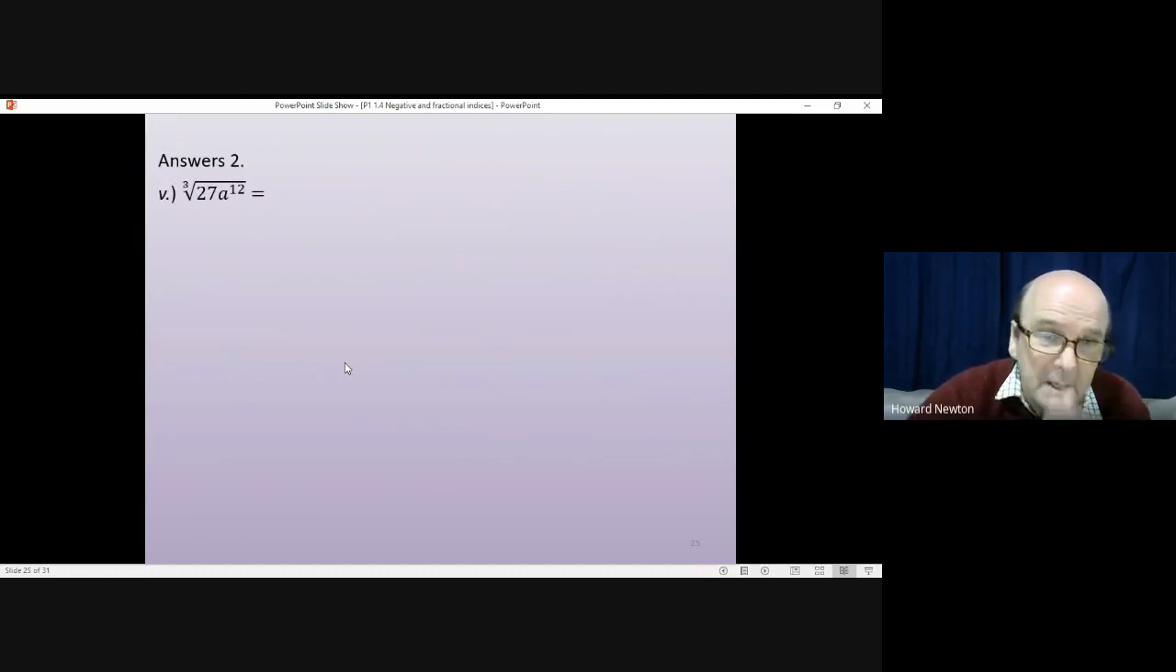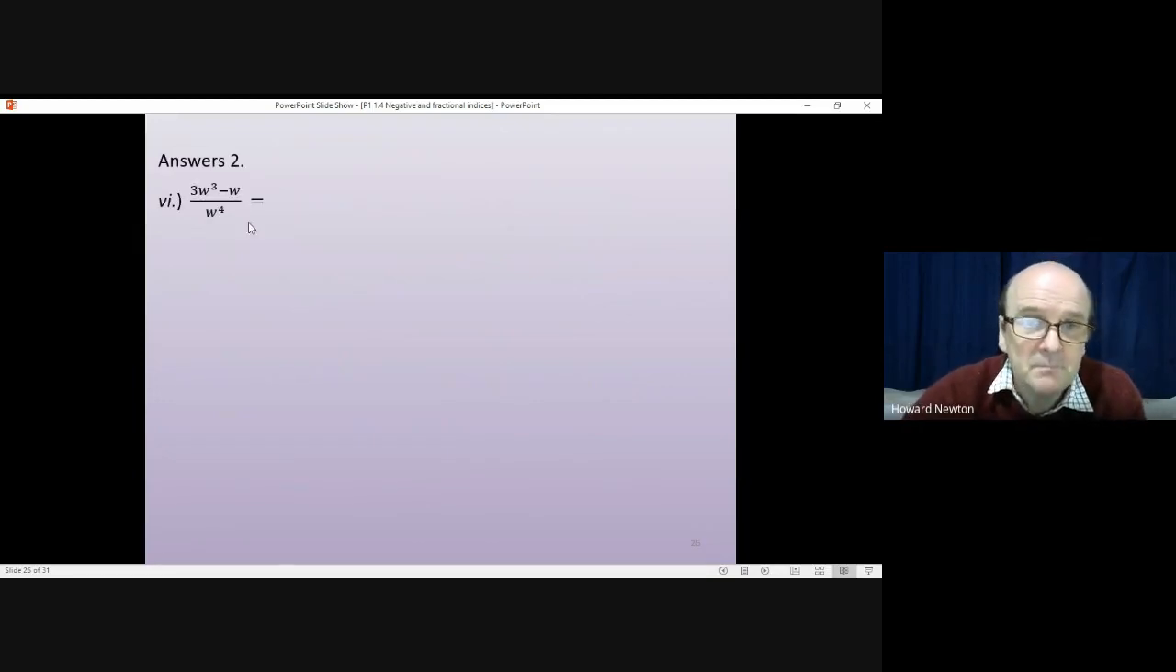The fifth question is the cube root of 27a to the power of 12. Well, the cube root of 27 is 3. The cube root of a to the power of 12, you do 12 divided by 3, which gives us 3a to the power of 4.